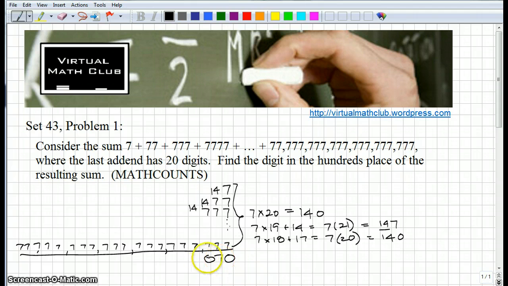Alright? And that's all the further we need to go, because we're only asked to find the hundreds place. And so now we know that the hundreds place of the resulting sum is a 0. So the answer is 0. Alright? So there you go.